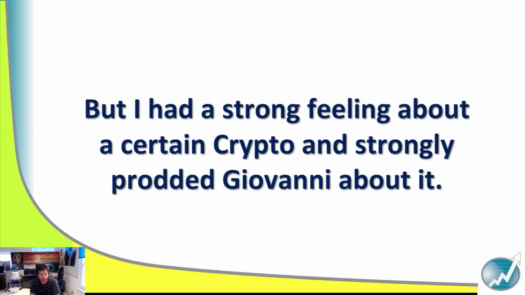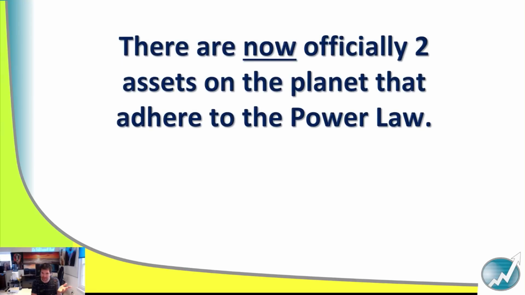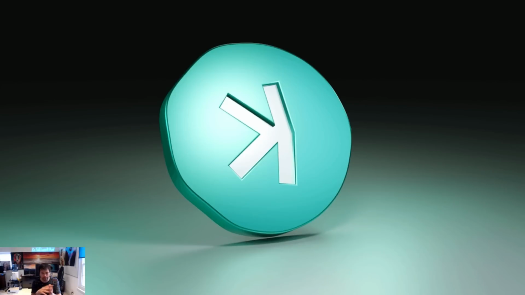But I've been a trader for 20 odd years, and I've been in crypto really since 2012, though I got in heavily in 2016. And I had a really strong feeling about a certain crypto that had all of the features and characteristics of Bitcoin, all of the pros, none of the cons. I've had a whole bunch of Zoom calls with Giovanni. Some of those Zoom calls I put on YouTube, so you can have a look at them. And I really prodded him about one coin in particular. And guess what? There are now 2 assets on the planet that adhere to the power law, which is Bitcoin and Kaspa.